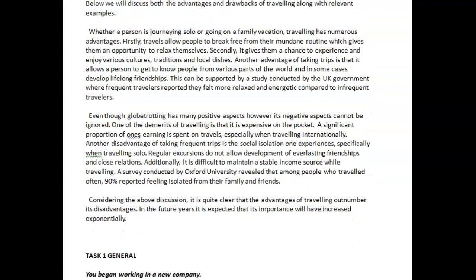Whether a person is journeying solo or going on family vacation, traveling has numerous advantages. Clear sentence. I like it. I don't love this expression, journeying solo. It just doesn't really feel natural, but I like that it's a clear topic sentence so that we know what the paragraph is about. Firstly, travel, careful. It should just be travel allows. So travel allows people to break free from their mundane routine, which gives them an opportunity to relax. You don't need themselves. Get rid of it.